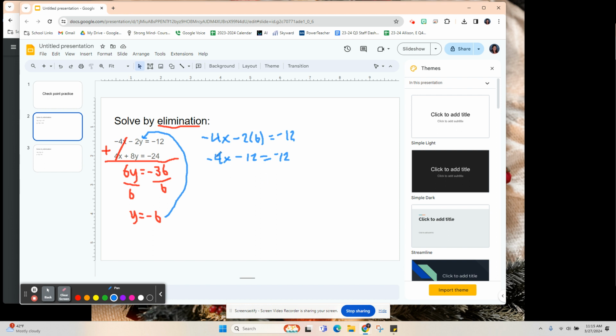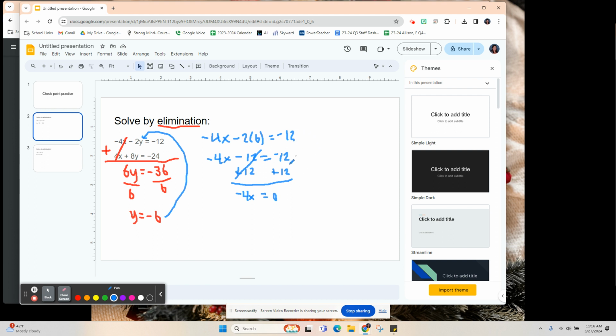Okay, now from here, I want to get this 12 on the other side to get 4x by itself, so I'm going to add 12 to both sides. And this is where it can be a little bit frightening, but 0 is an answer. Okay, negative 12 plus 12, those are also additive inverses, so those are going to cancel. And I end up with negative 4x equals 0.